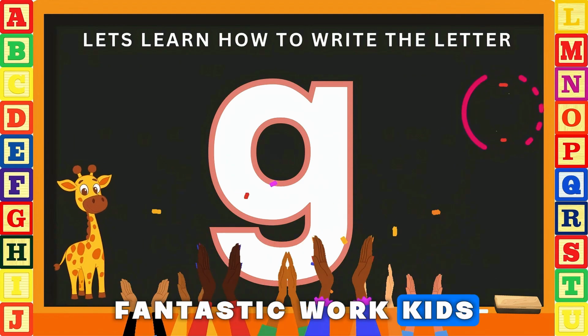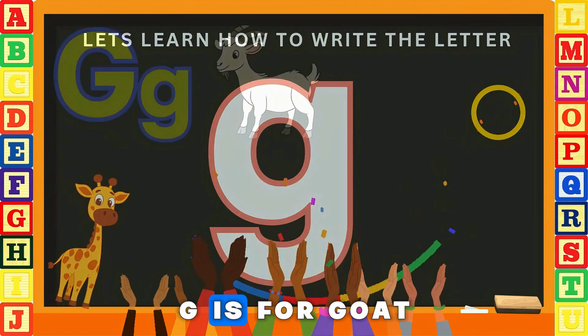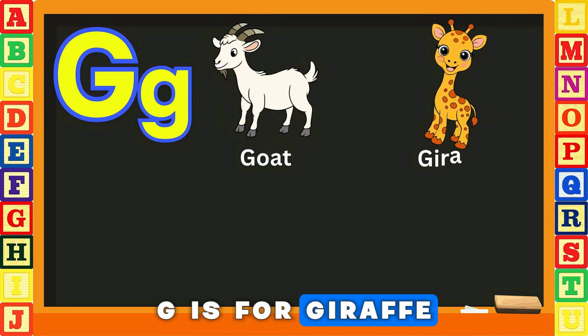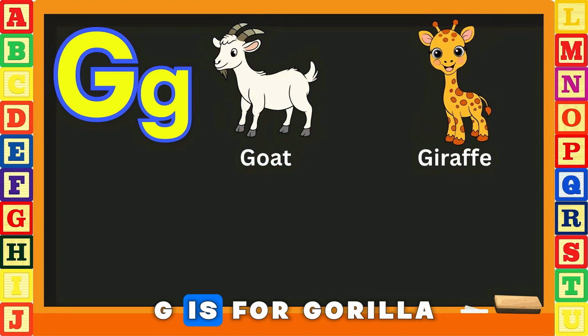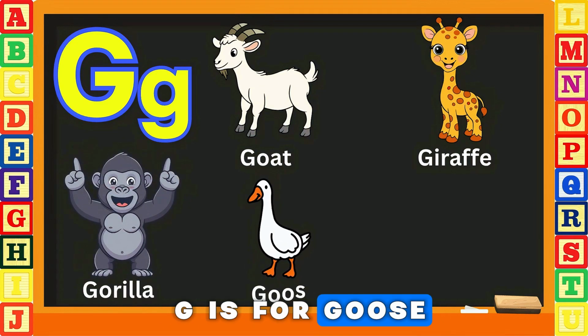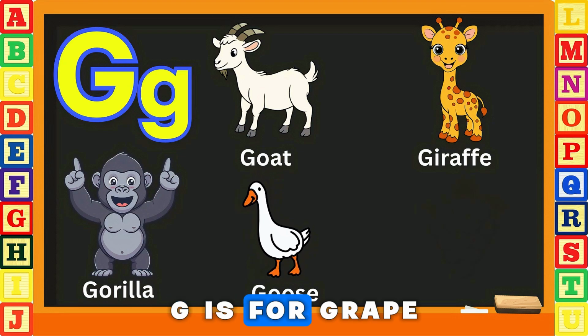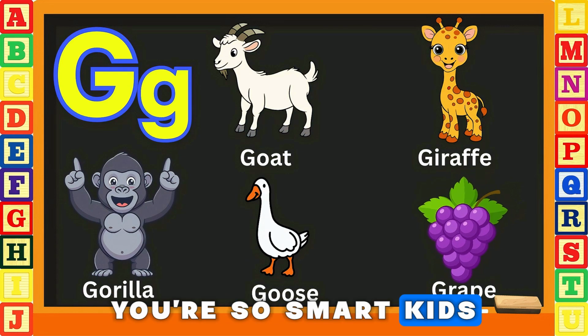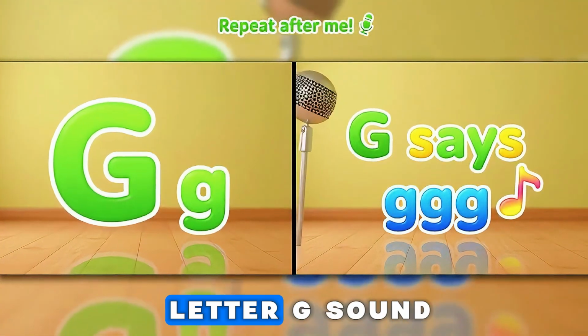Fantastic work, kids! G is for goat. G is for giraffe. G is for gorilla. G is for goose. G is for grape. You're so smart, kids! Now let's make the letter G sound.